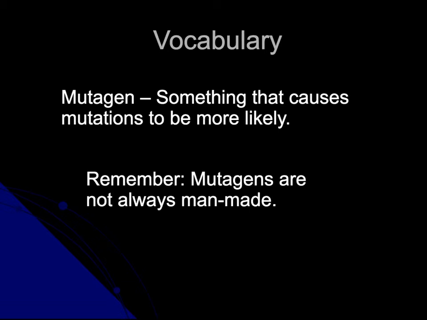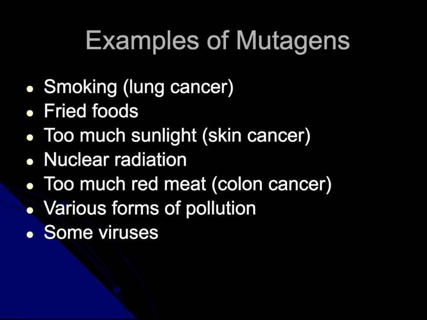So, for example, when people talk about chemicals or natural things, a lot of natural things cause a lot of cancer. So, for instance, sunlight is natural, but sunlight is a huge cancer causer. So, here are some examples of mutagens, like smoking, for instance, and fried foods, too much sunlight, radiation, eating too much red meat, all sorts of pollution and viruses.